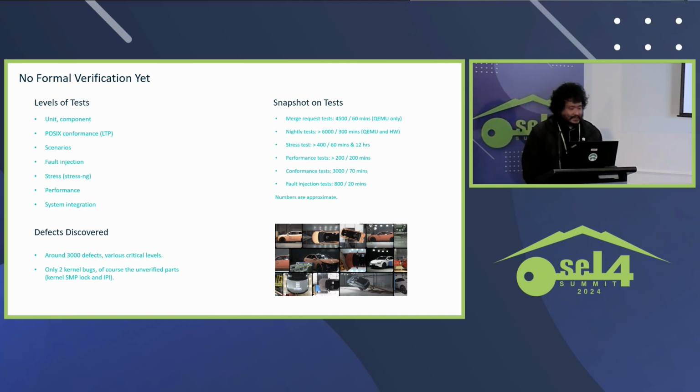So with all the testing effort, we solved around 3,000 defects over the past 3 years. There are just so many bugs for a new system. And fortunately, there are only 2 kernel bugs, and of course in the unverified part. One is in the kernel log, and the other is in the API. So very impressive.